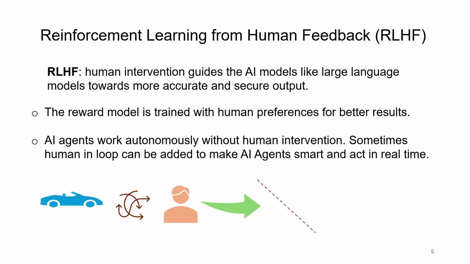As we saw in the previous slide of reinforcement learning, the reward and penalty, a reward model in RLHF is trained using a dataset curated by humans. A reward model learns the desired patterns to improve the model performance. The reward model is trained with human preferences for better results. In agentic AI systems where AI agents work autonomously by taking decisions without human intervention, human in loop can be added to AI agents to make AI agents smart by seeking human guidance based on situation.